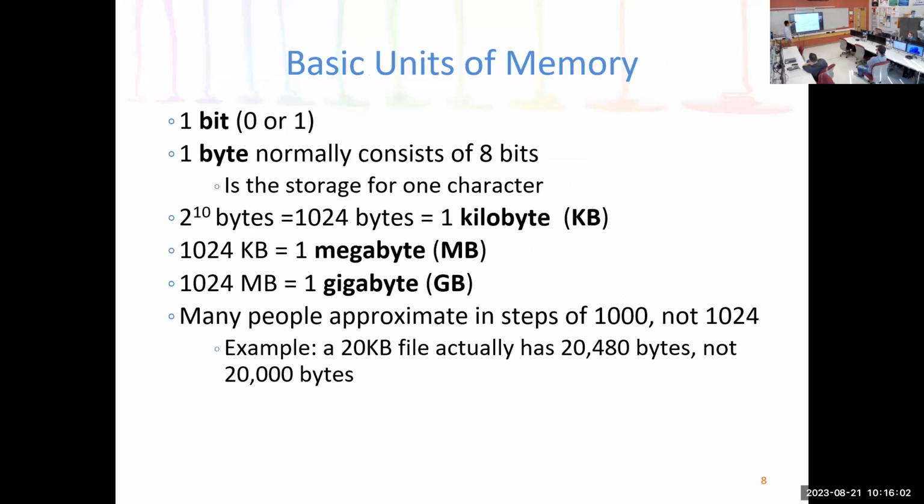And you have the byte. One byte has 8 bits. There are also the kilobyte, megabyte, gigabyte, and so on. Remember that a kilobyte is not exactly 1000 bytes, but 2 raised to the power of 10, which is 1024 bytes. It's the same with the megabyte. A megabyte means 1024 kilobytes, not exactly 1000.